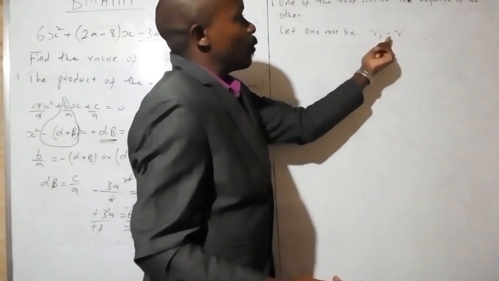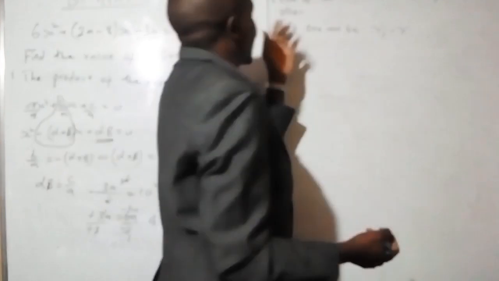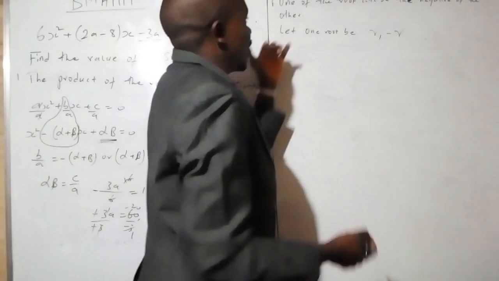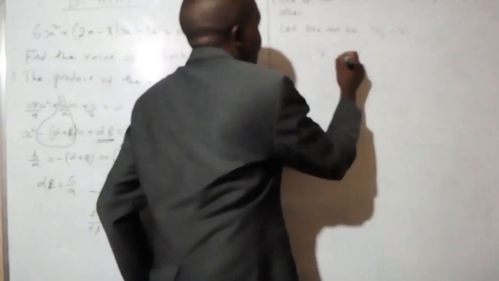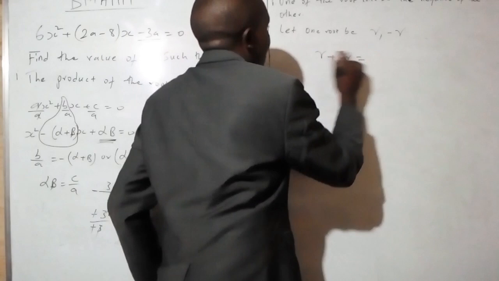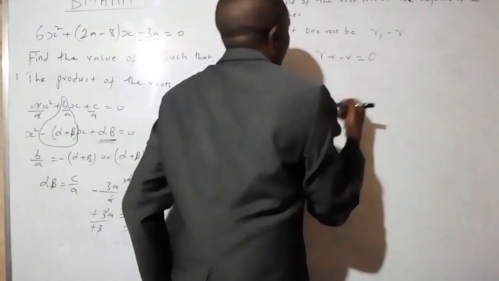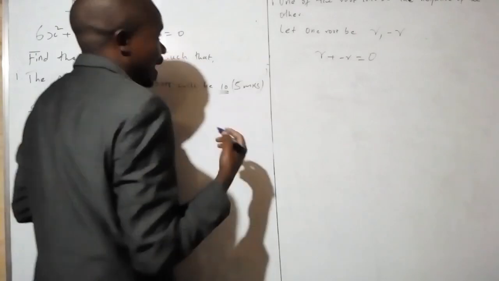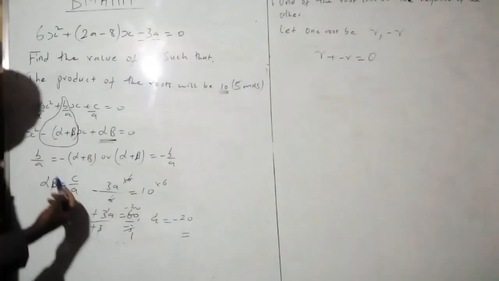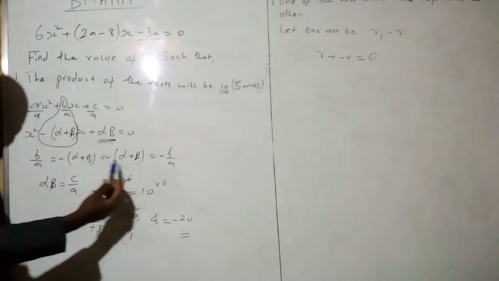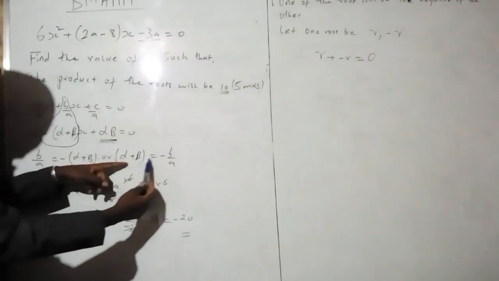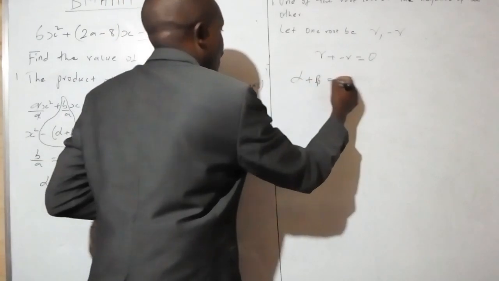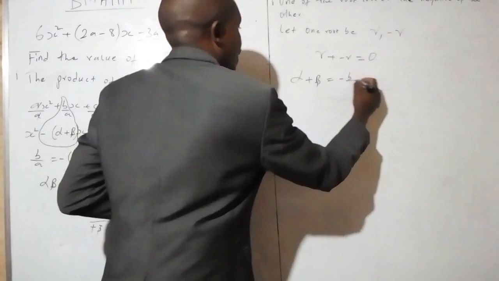But we are talking of the sum. It means r plus minus r, which is r minus r, is 0. And this is given by what? The sum. The sum is given by negative b over a. Alpha plus beta is equal to negative b over a. But that sum is where? The sum is here.